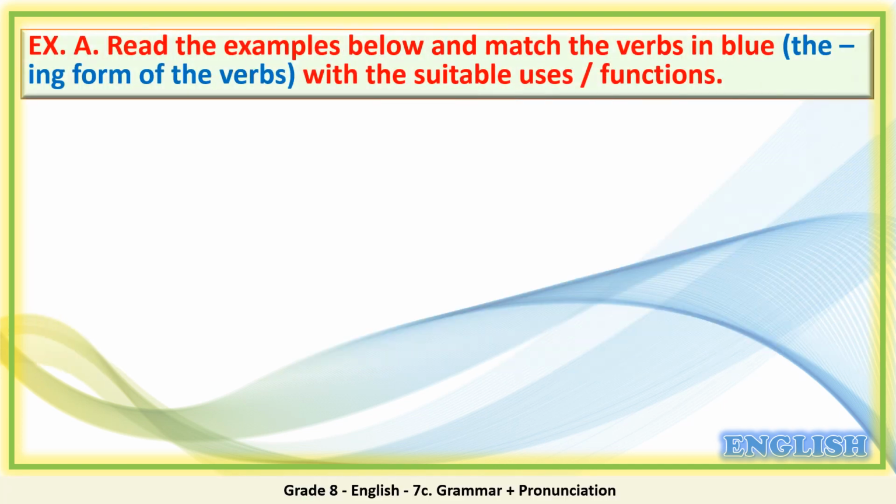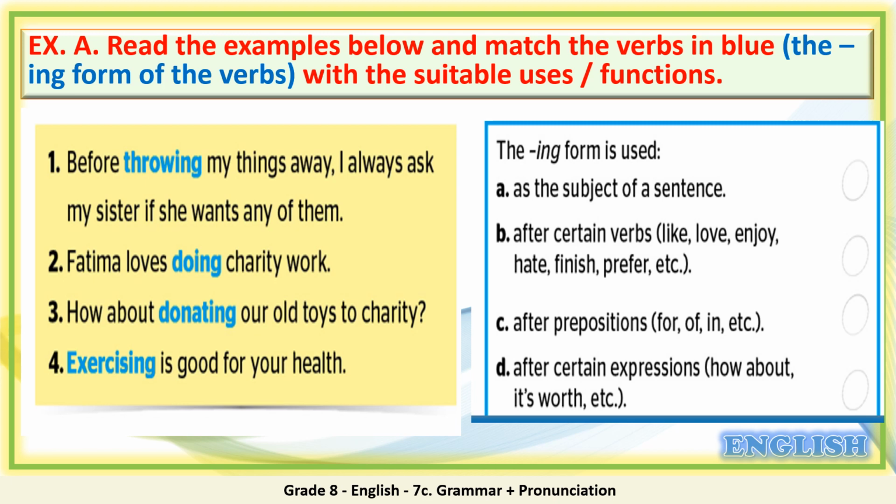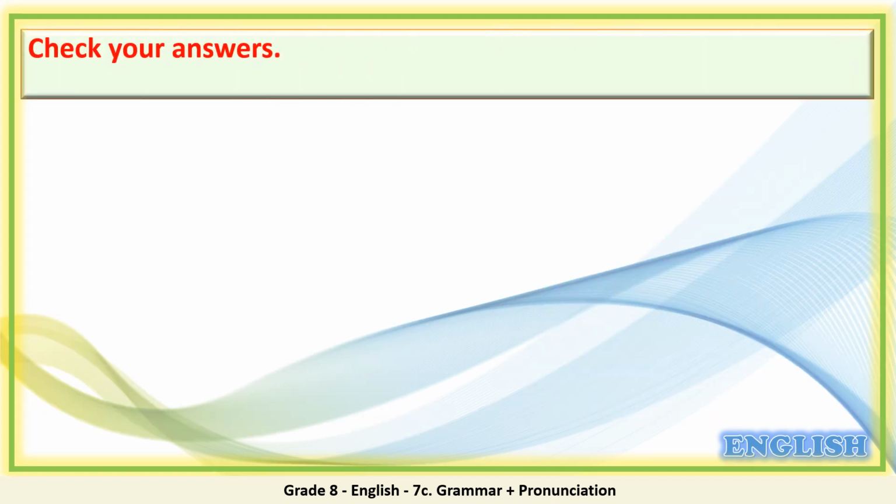Now, open your student book page 91, exercise A. Read the examples below and match the verbs in blue, the ing form of the verbs, with the suitable uses or functions. Take your time, read the examples carefully, then try to match them with the uses in the left side of the slide. Once you're done, you can check your answers with your teacher. Well, you can check your answers now.